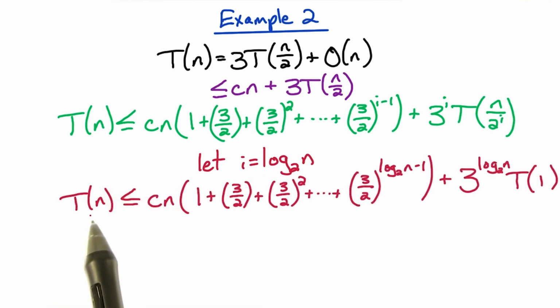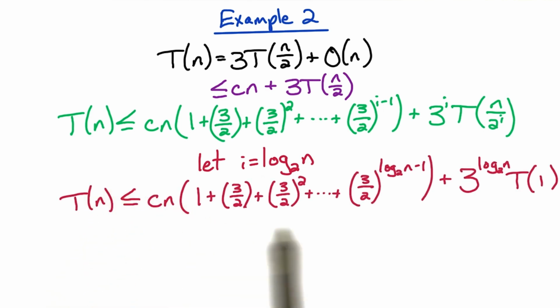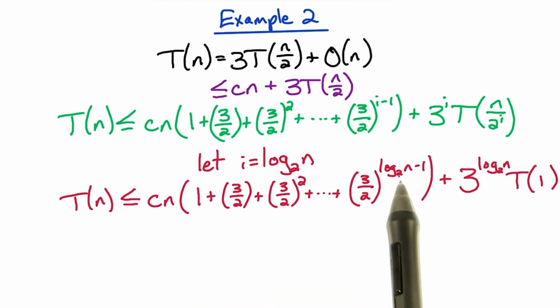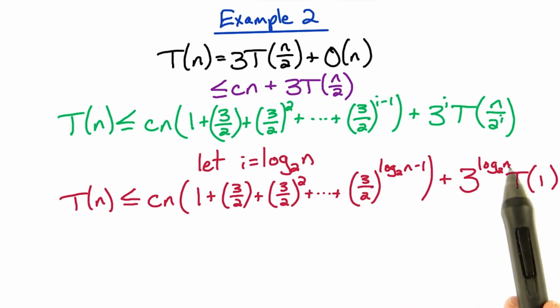Now plugging this in, we get the following expression. So we have T of n is at most c times n times the quantity 1 plus 3 halves, and so on, up to 3 halves to the log base 2 of n minus 1, plus 3 to the log base 2 of n times T of 1.